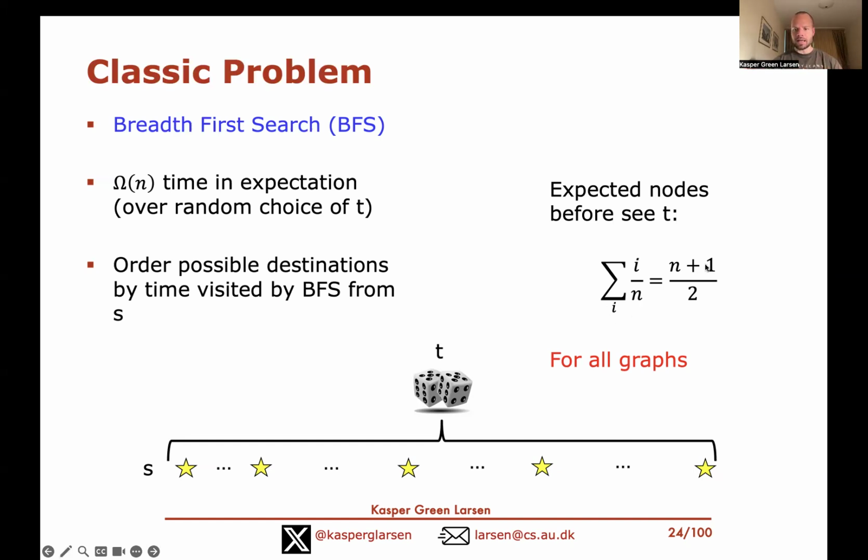And if I divide it by n, I get n plus 1/2. Okay. So, and this is a lower bound, right? This is the actual number of vertices you expect to see before we get to T. And this was regardless of the choice of graph, right?